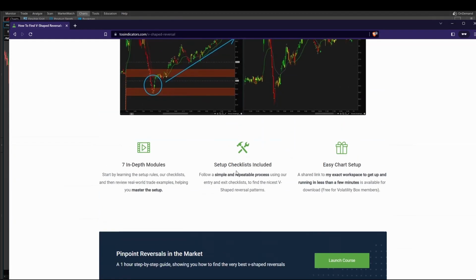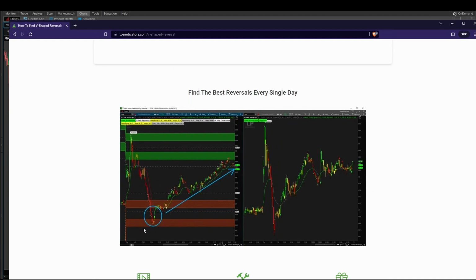Now let me show you this screenshot, which I think helps to illustrate it. The overall gist is we'd like for price to be extended using our volatility clouds. We'd like to see these wedges forming.